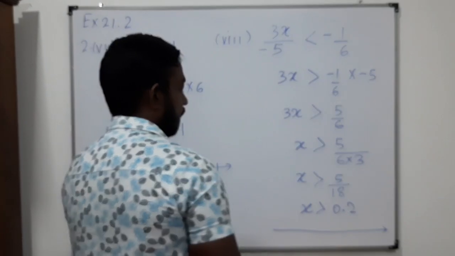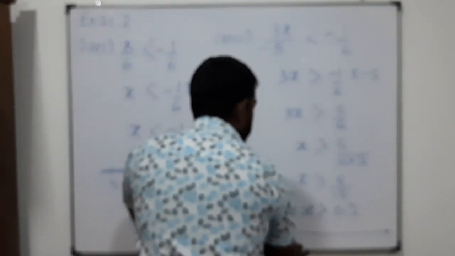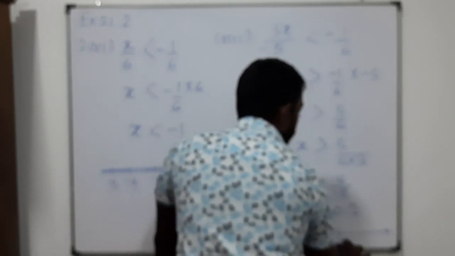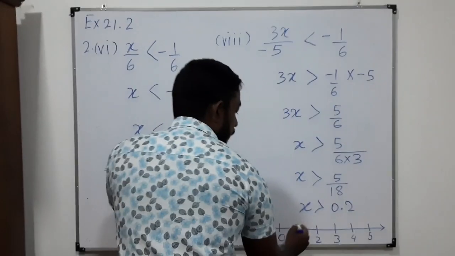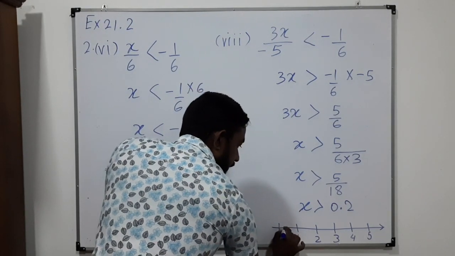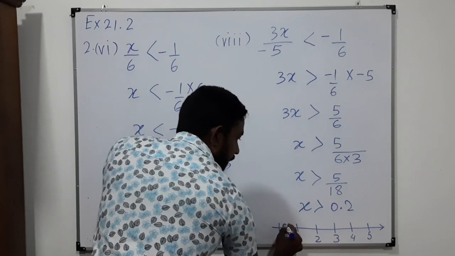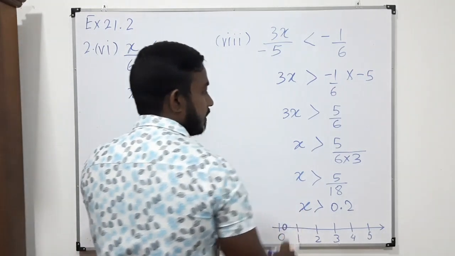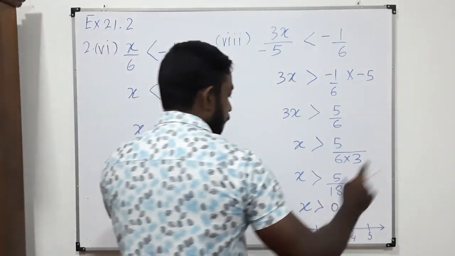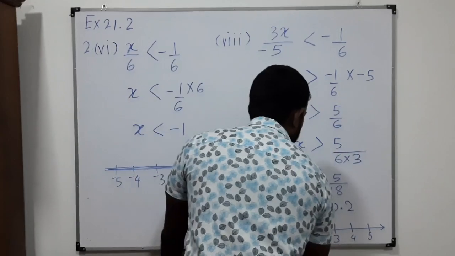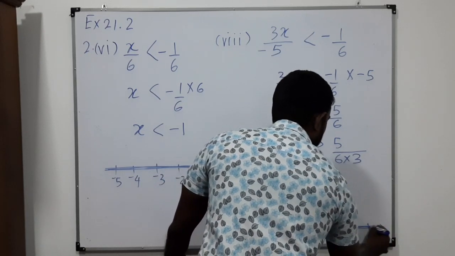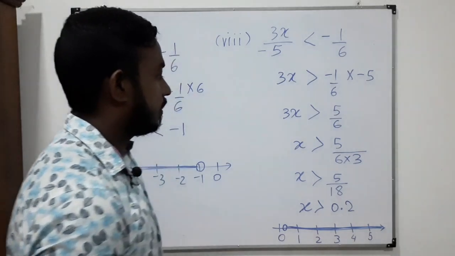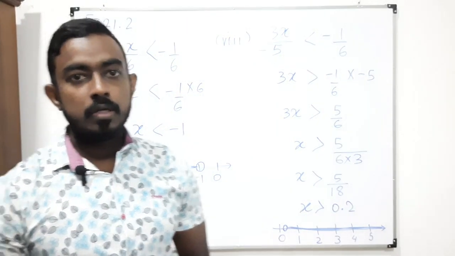Now to represent that on a number line, x is greater than 0.2. I can draw a number line like this: 0, 1, 2, 3, 4, 5. So we know that 0.2 is in here. Now I can circle that part, and it says x is greater than 0.2. So therefore I have to shade to the right side because the greater values are on the right side. So that is what you have to do, dear children.